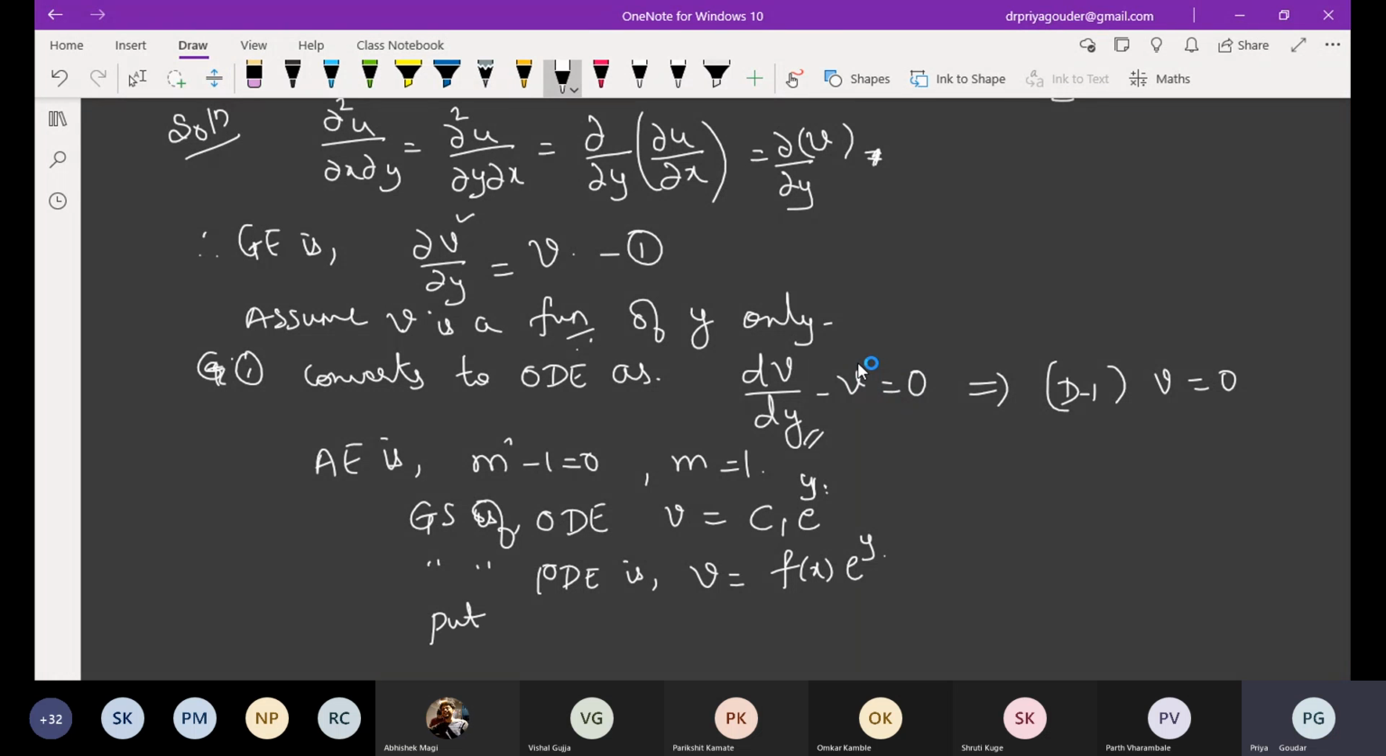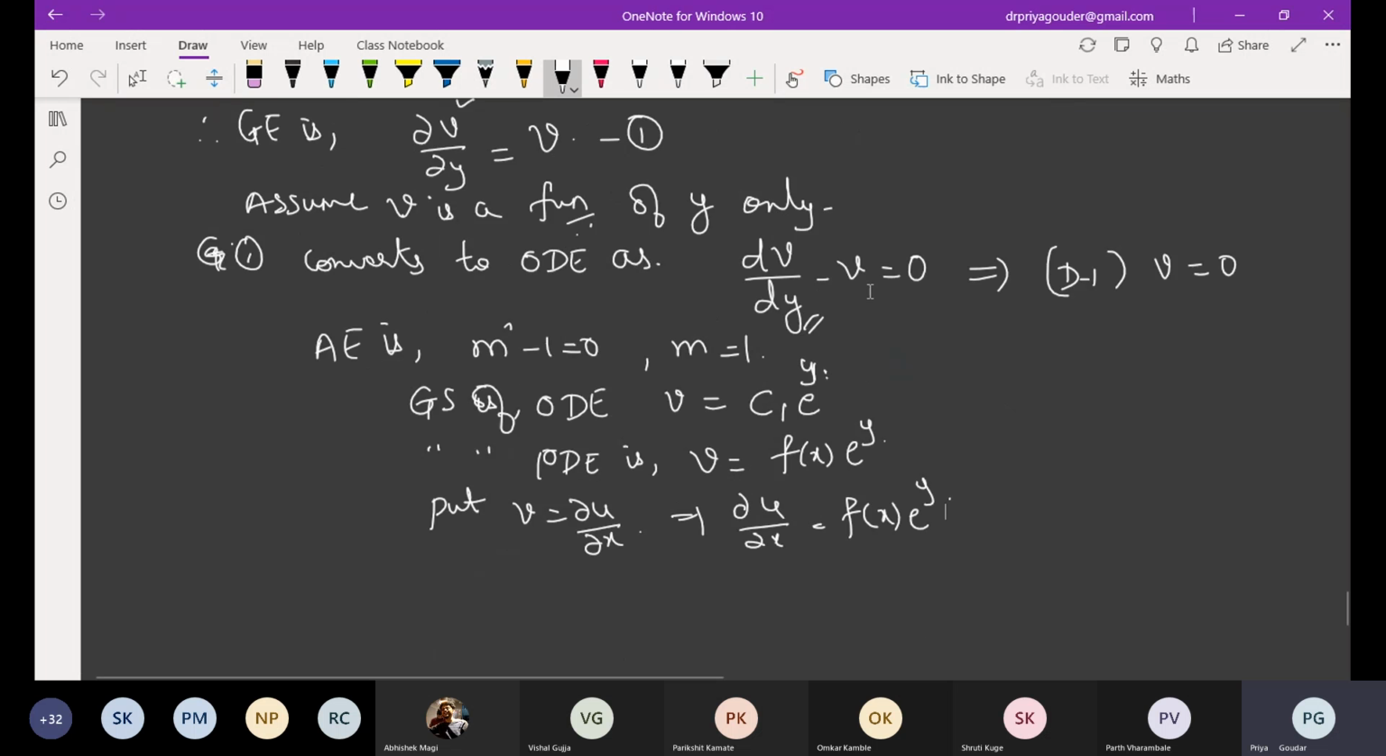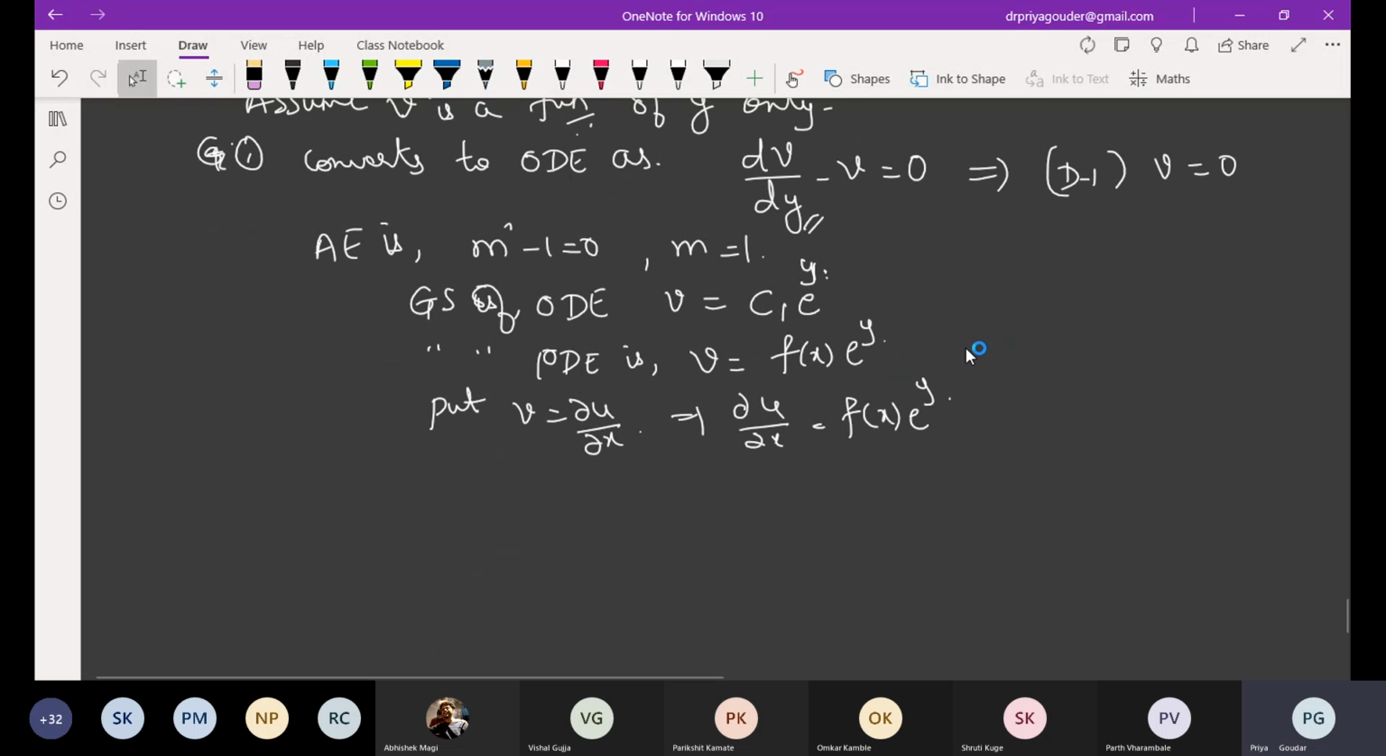Replace the value of V. What is that? V is dou U by dou X, which is equal to F of X into e raised to Y. Is it the last answer? Think about it. Is it the required answer?